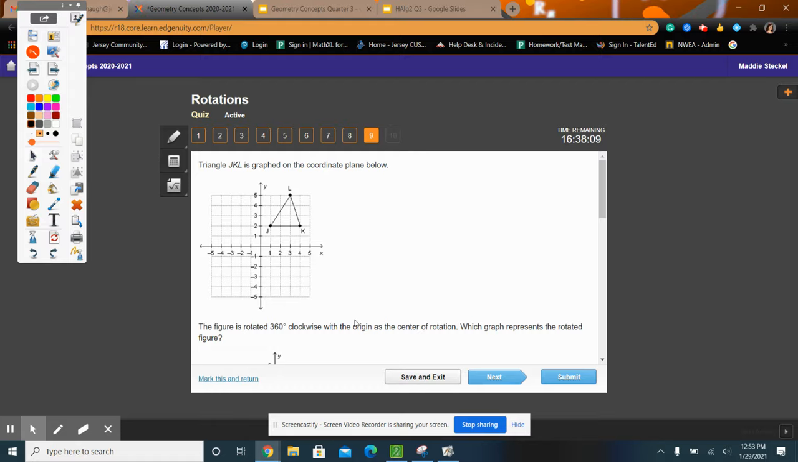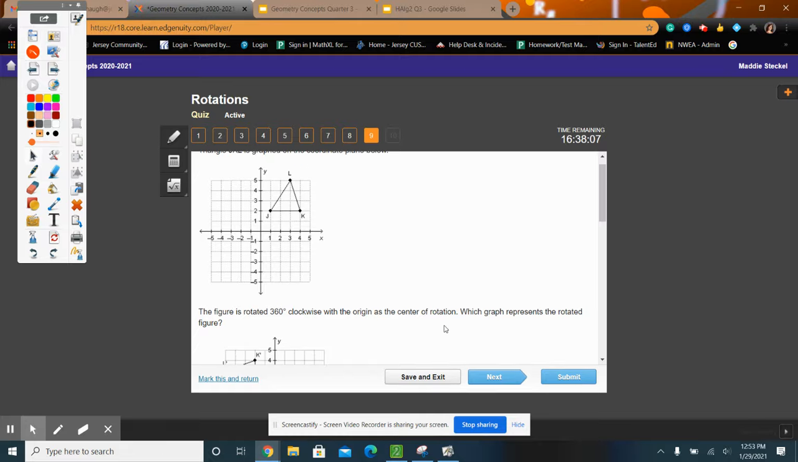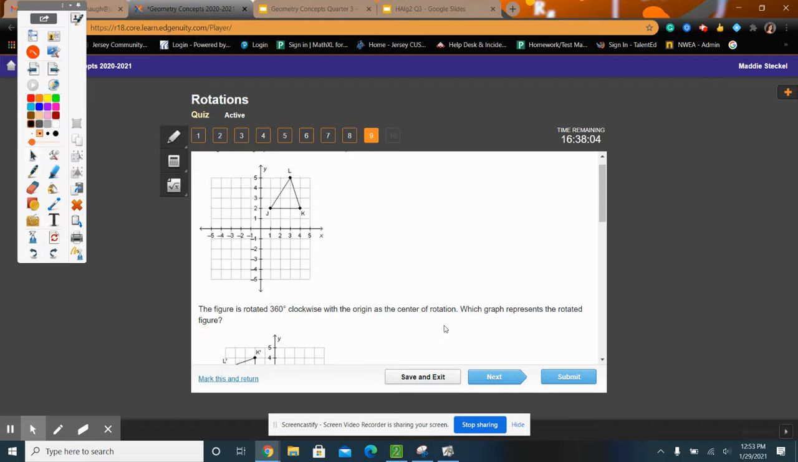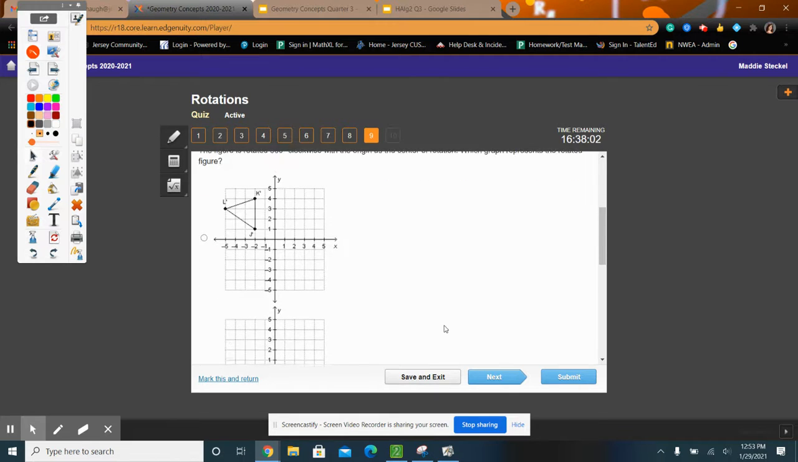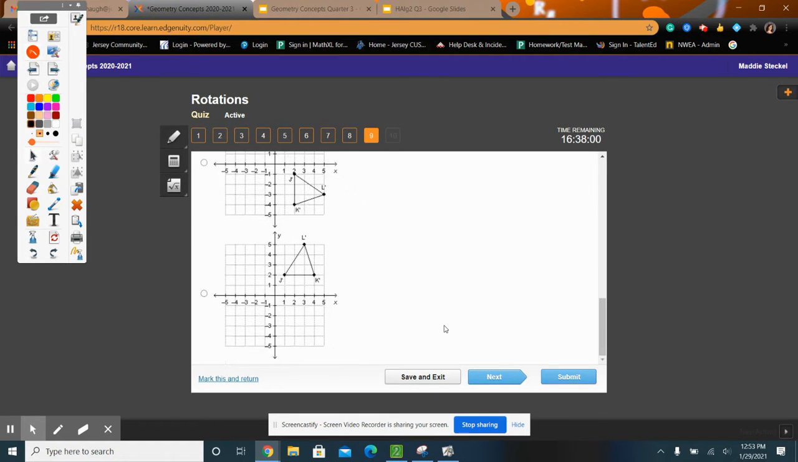Okay, I have a triangle. Again, I'm going to go 360 degrees. So which one will be the new shape? The one that looks just like it. We just have to find one that looks just like it, because whenever you go 360 degrees, you're right back to where you start.